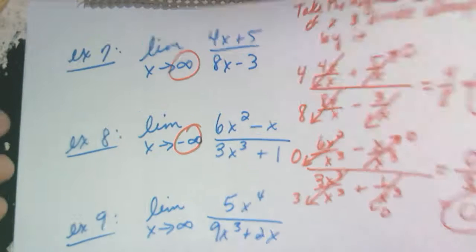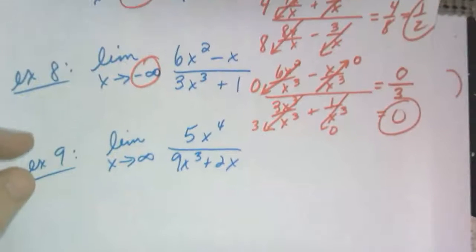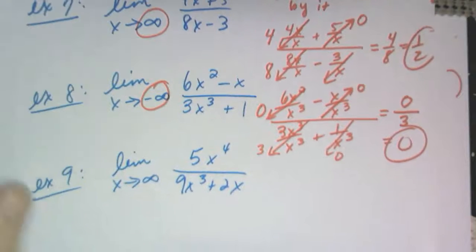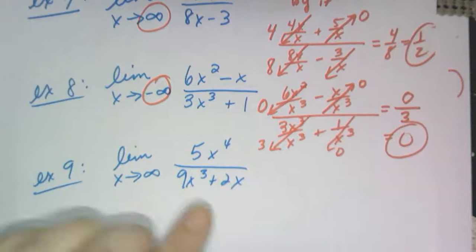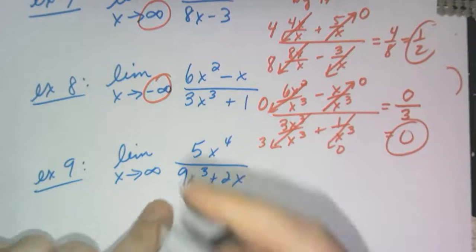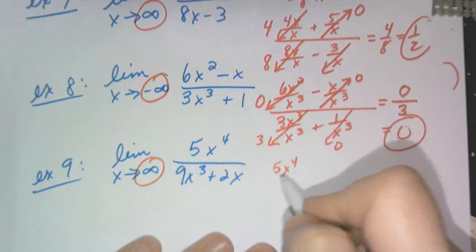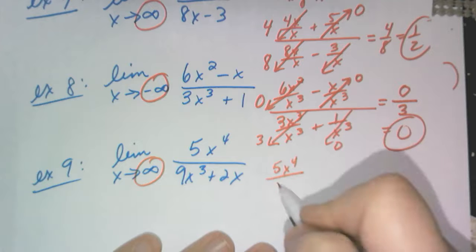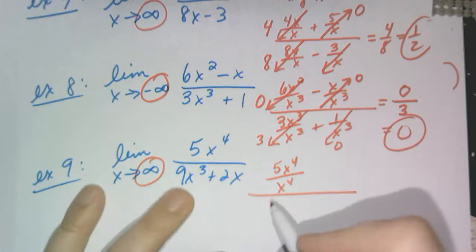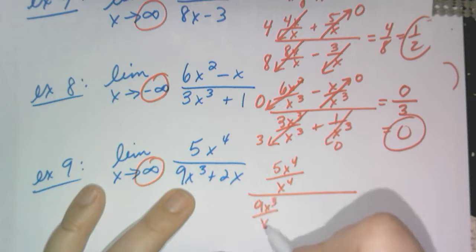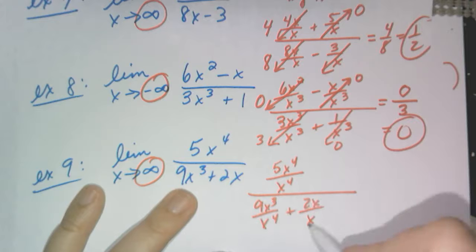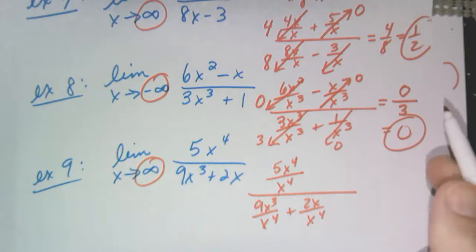Wow. All right, let's do one more. You take the highest degree and divide it by every single thing you see, as long as the limit is going to infinity. So you're going to divide by what? x to the 4th. Divide this one by x to the 4th. Divide this one by x to the 4th. If it can reduce, reduce it.